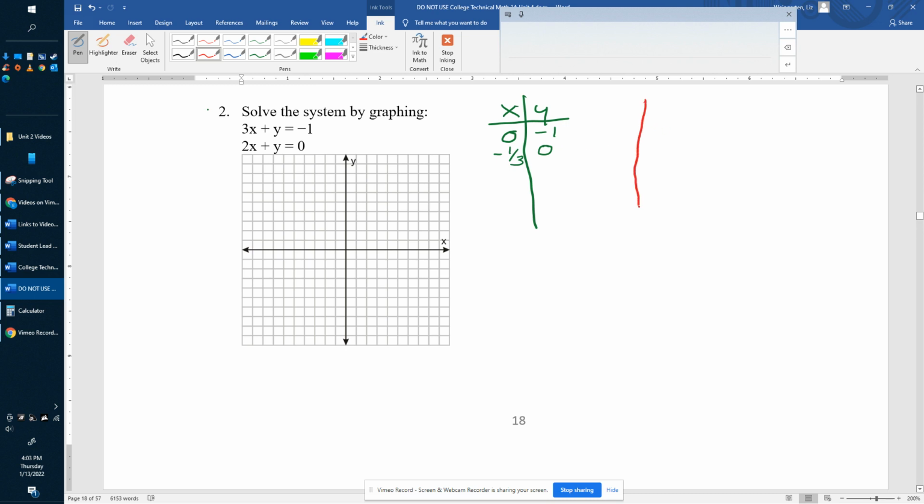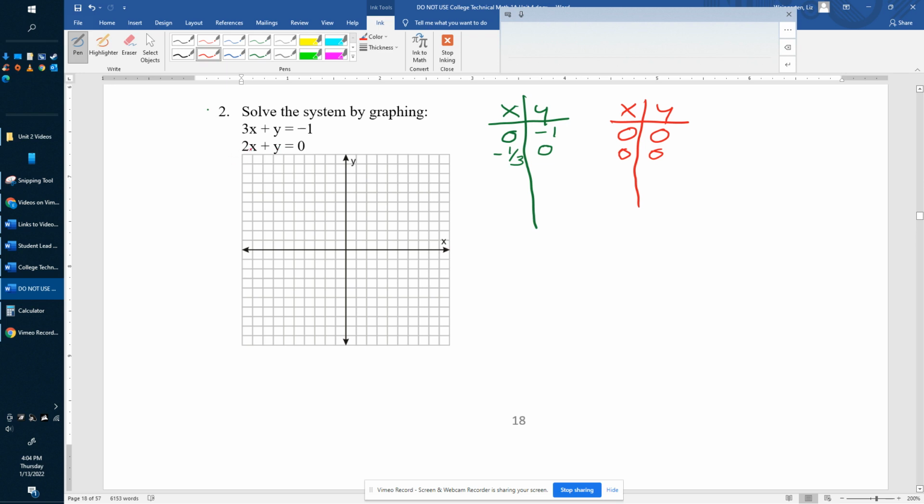Let's do the same thing with the second line. X and y. X is 0, y is 0. If y is 0, looks like x is 0, right? If y is 0, we get 2x equals 0. Divide both sides by 2, x equals 0. That's not helpful. So we'll have to pick another number to throw in there.